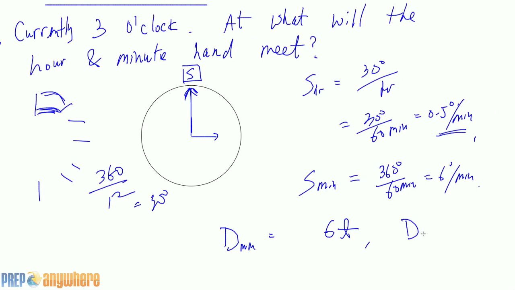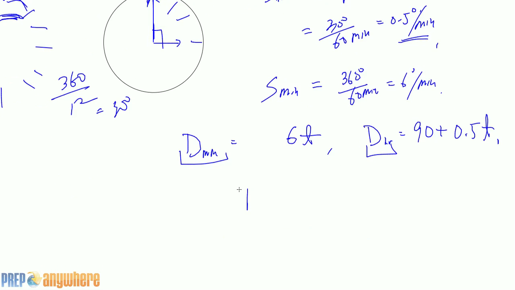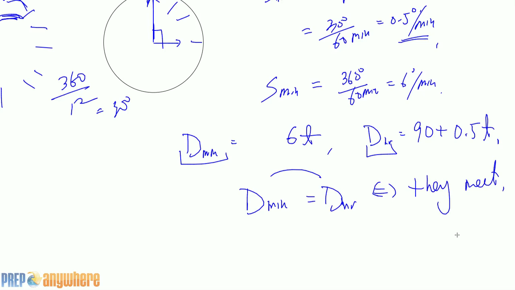The distance of the hour hand, it already traveled how many degrees? 90 degrees. And it's going to continue to spin at 0.5t. The question is, when do they meet? That's the same thing as, when are these two distances equal to each other? Distance of the minute hand, distance of the hour hand. If they're equal to each other, that means they meet. Right? Does that make sense?